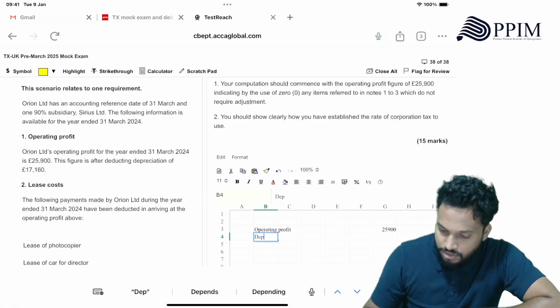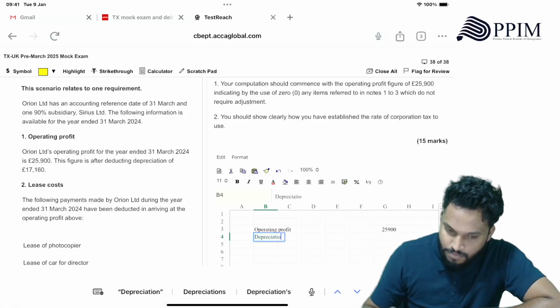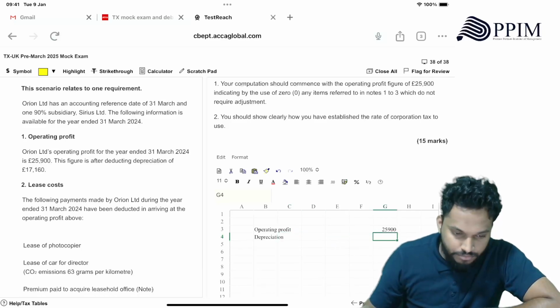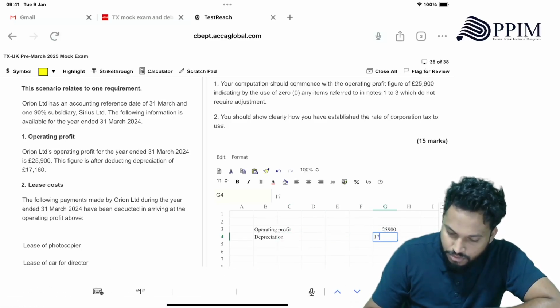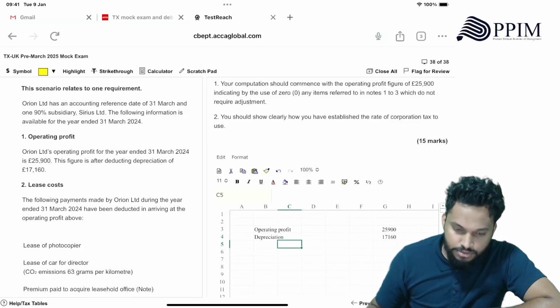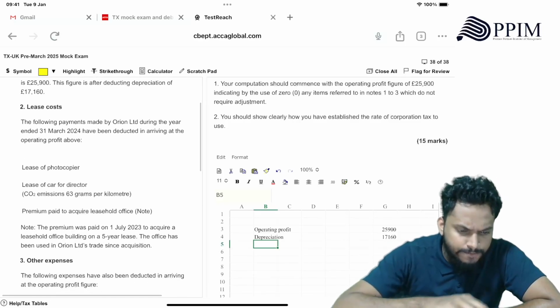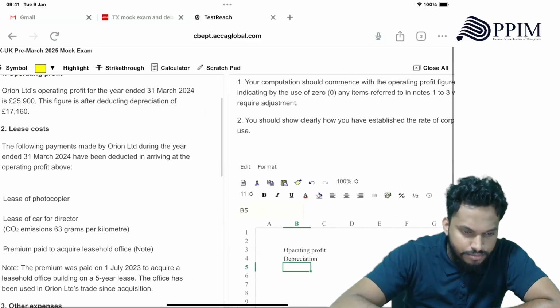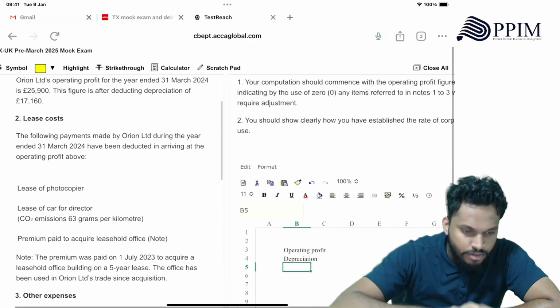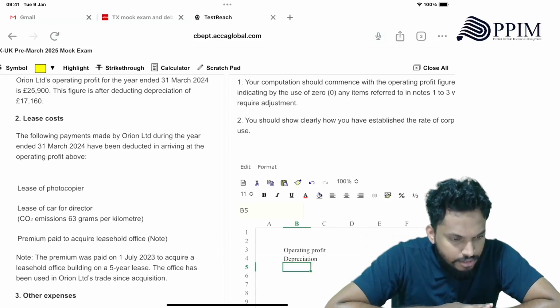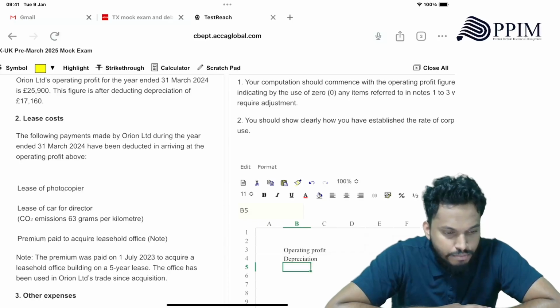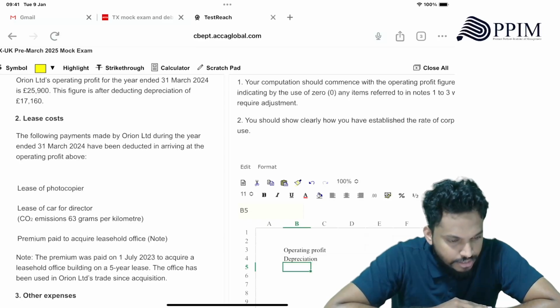So depreciation of 17,160. For this adjustment, you'll get a mark. That's the first thing. Then they are talking about lease costs. The following payments made by Orion Limited during the year ended 31st March have been deducted in arriving at the operating profit above. So they have already deducted that.